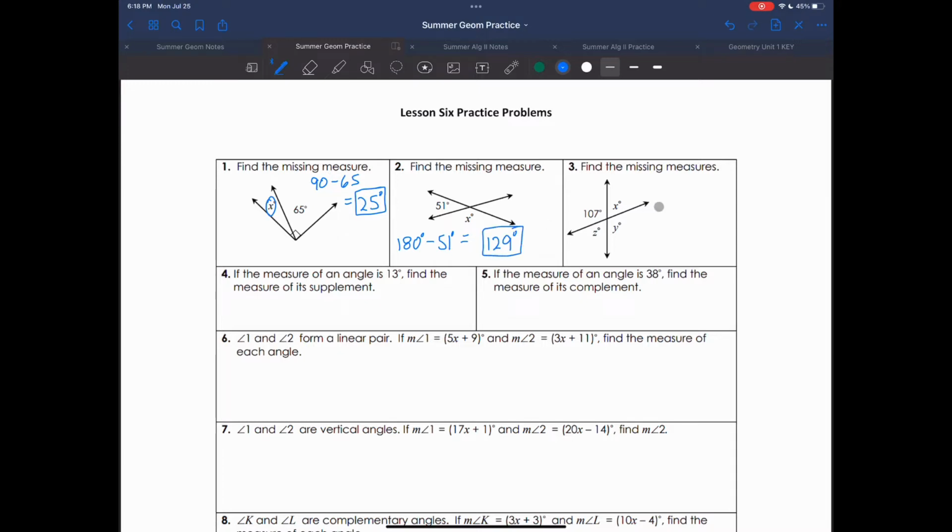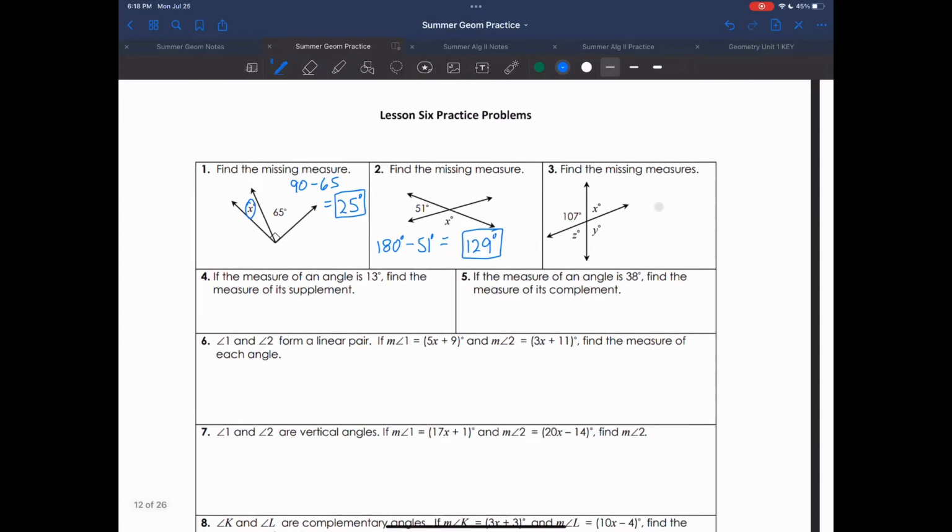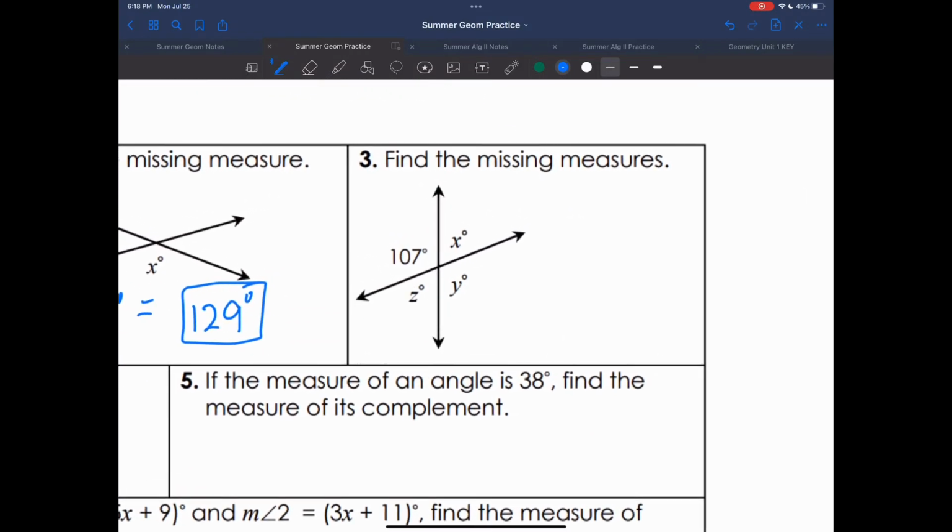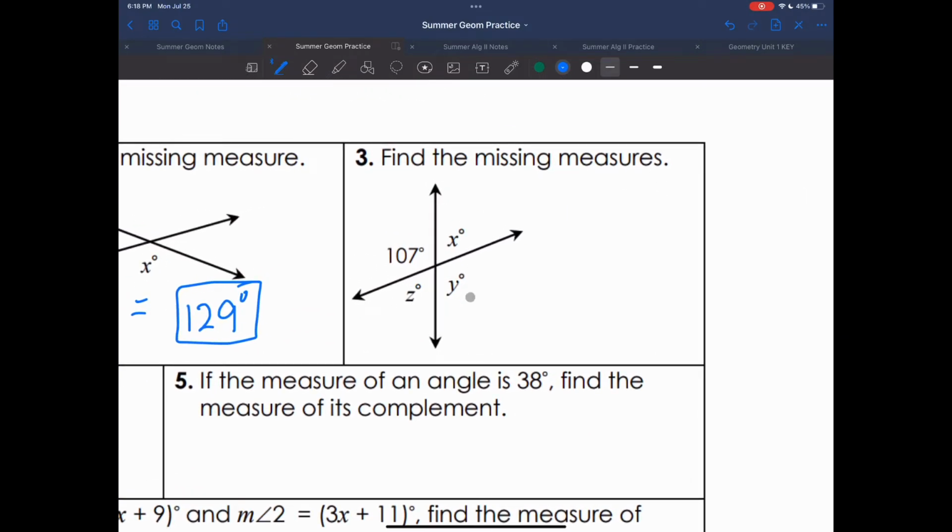Good. Okay, number 3, again, find the missing measure. Now, or measures in this one. So they want you to find x, y, and z. Okay, so you have to think of what would be the best one to find first. And I would say maybe find the one right across from it. I think that's got the easiest relationship.